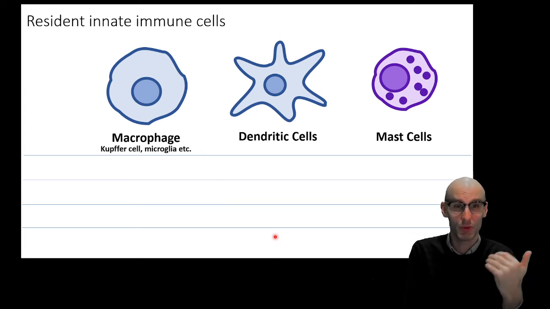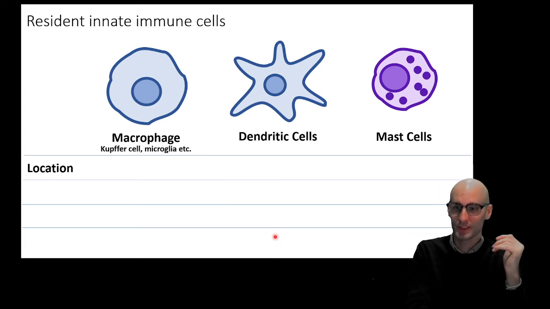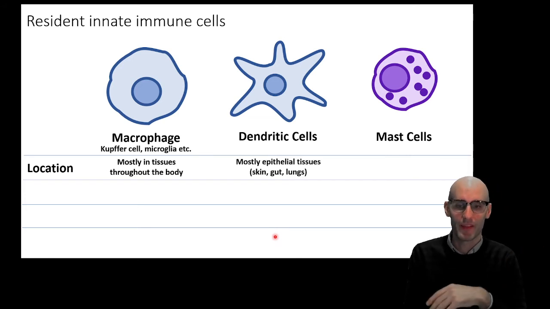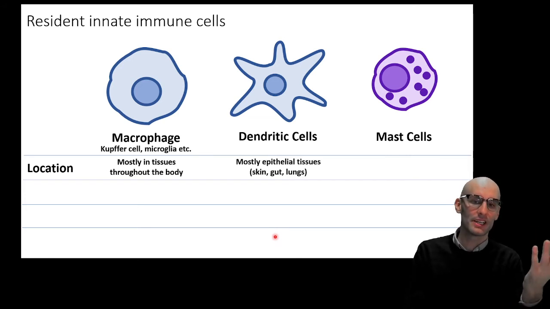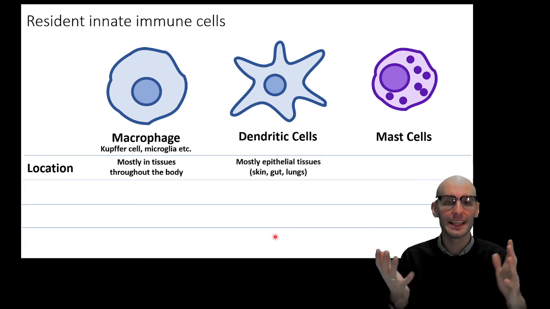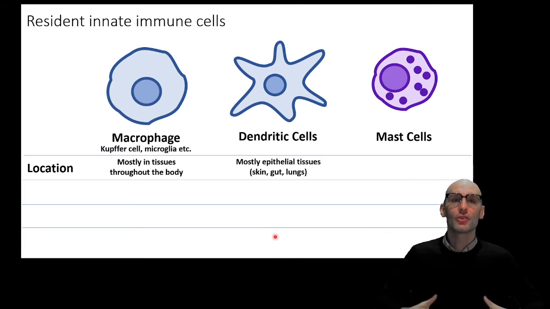These guys are doing most of the sensing of the immune system. Location, so they're mostly in tissues throughout the body, whereas dendritic cells are mostly at sites of pathogen exposure, which is epithelial tissues. So they're in your skin, your gut, and your lungs.